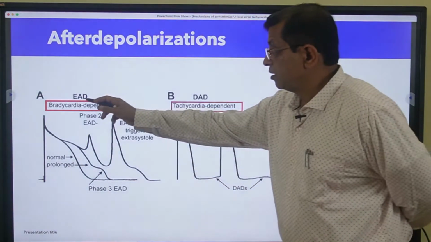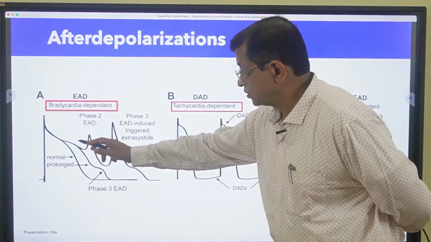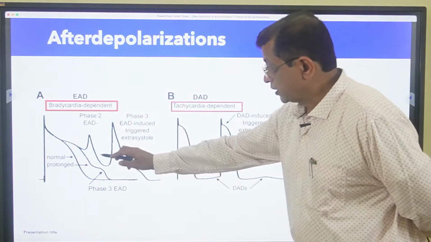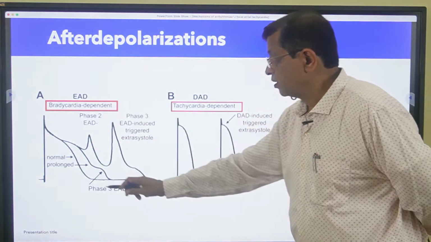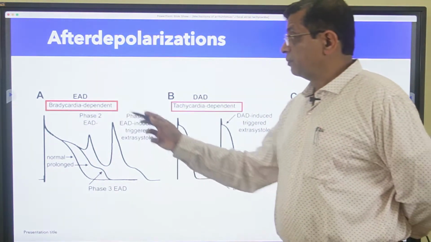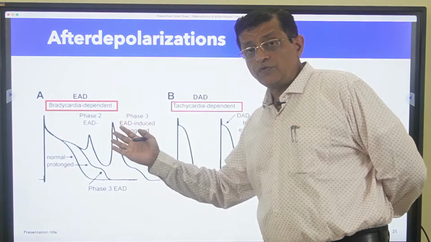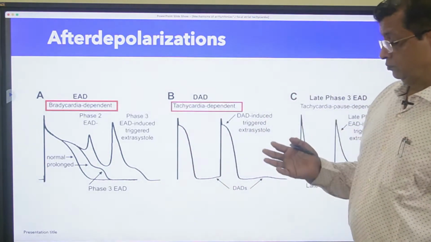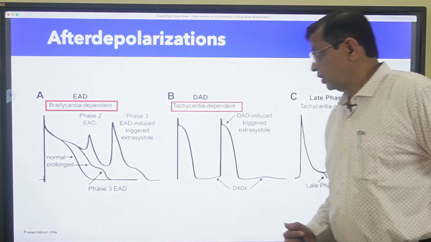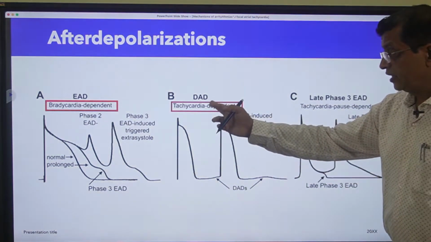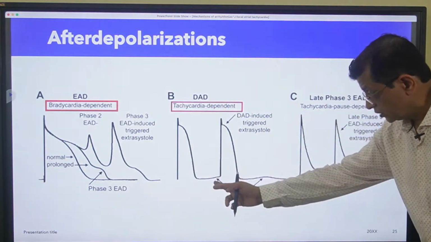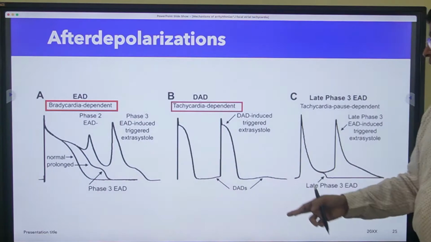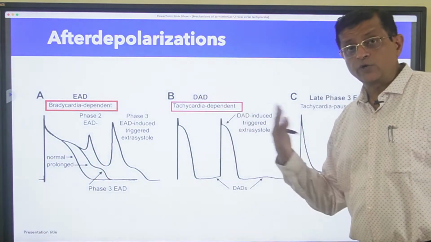This is early after depolarization. You can see this is the action potential, and before phase 2 is complete, another depolarization has started. It can also occur in phase 3. So these are early after depolarization. These are bradycardia dependent, so they are more common when there is bradycardia or whenever the action potential is prolonged. We'll come to a detailed discussion soon. While delayed after depolarization occurs after the repolarization is complete, and this is tachycardia dependent. This is more likely to happen when there is tachycardia.